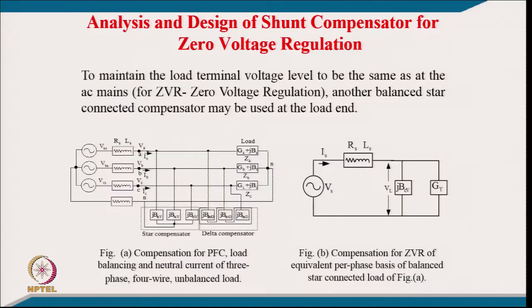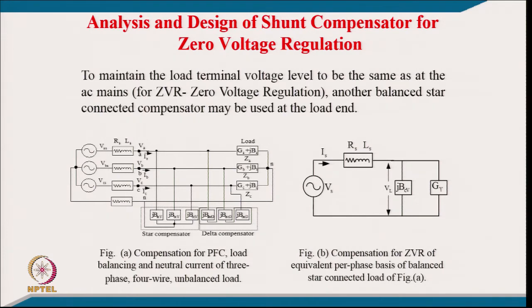Now we have to extend this analysis to the design of the shunt compensator for 0 voltage regulation, because in the previous section we considered only the unity power factor condition. For 0 voltage regulation, to maintain the load terminal voltage the same as the AC mains voltage, another balanced star-connected compensator may be used at the load end. So, the entire 4 wire network with the 6 compensator elements, for which we get a unique solution that we already discussed, can have a balanced star-connected per phase load with the source impedance and G_y, which we discussed in the previous section.